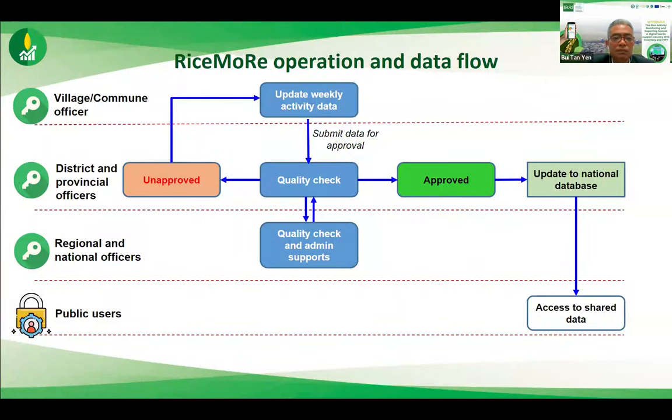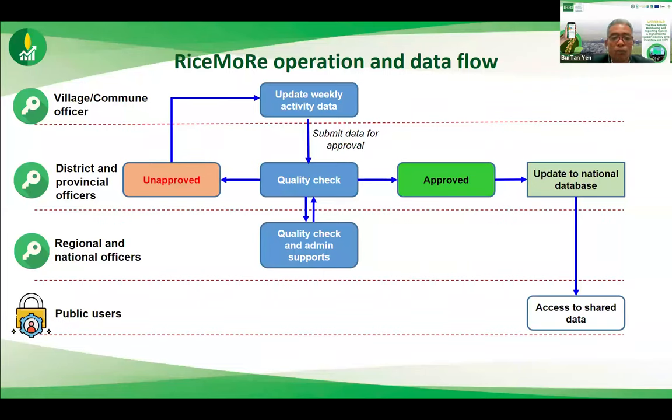At the same time, if the district or province level officer approves the data, the data appears on the map. For example, if the ministry wants a quick summary of rice production progress in the country, they can open the app or web page to get the data. At the regional and national level, the officers only support the lower level with admin management, account management, or planning, but they do not need to work on data summary or data analysis anymore.